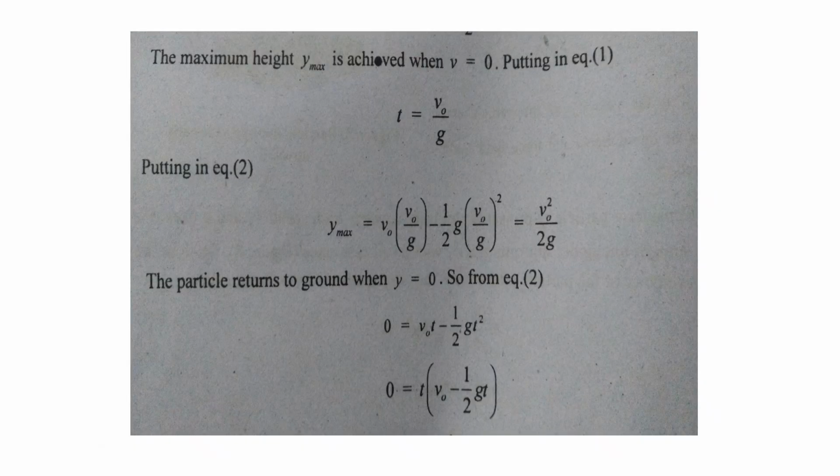Now to find the maximum height, y maximum, we know that when the object reaches a certain maximum height, there is a point where the velocity changes as the direction of the object changes. So when v is equal to 0 at the maximum point, putting in equation 1, t is equal to v naught over g.